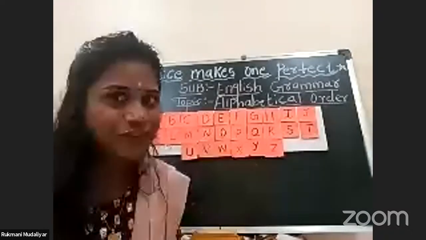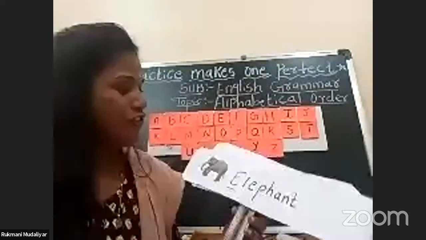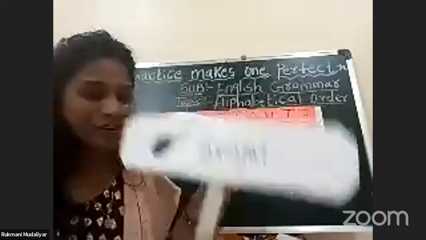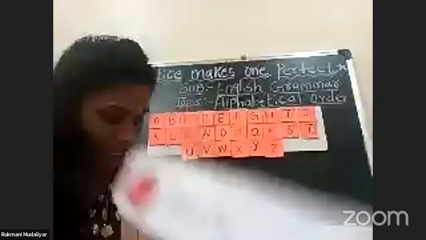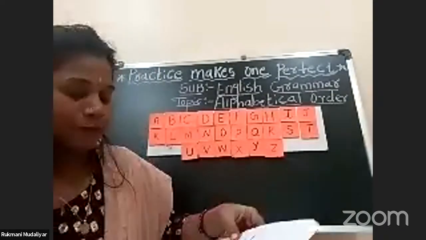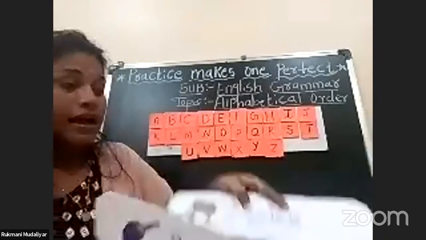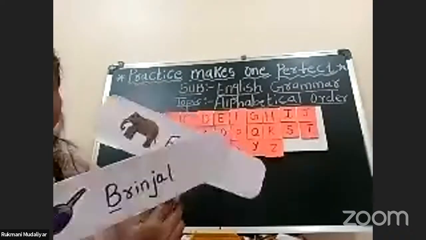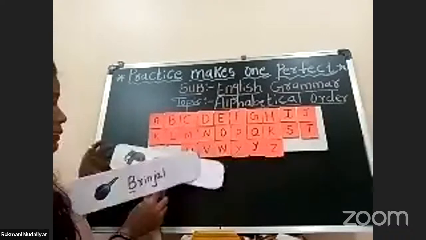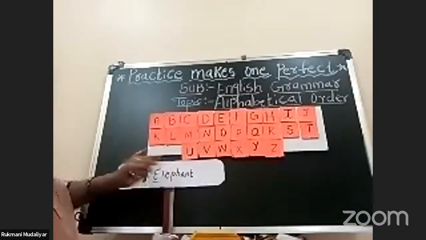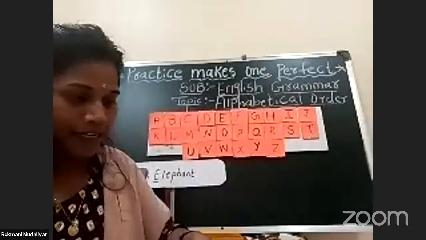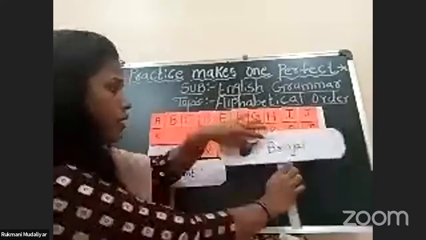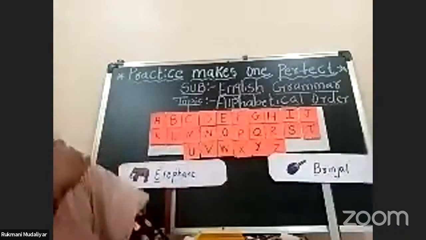So I have some words for you. See, children, I have elephant, I have car, I have brinjal, and I have apple. Okay, so now tell me, elephant says that I'm very big, so I will come first. Okay, elephant says, I'm the huge animal, I want to be first. Then Brinjal is saying that I'm the king of the vegetables, so I want to be first. Okay. Brinjal is saying that I will come first.